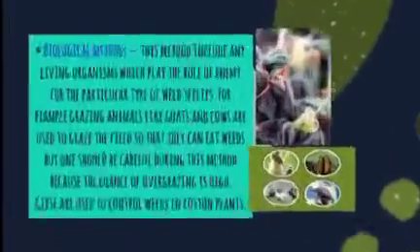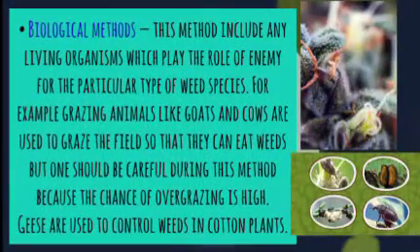2. Biological methods. This method includes any living organisms which play the role of enemy for the particular type of weed species. For example, grazing animals like goats and cows are used to graze the field so that they can eat weeds, but one should be very careful during this method because the chance of overgrazing is high. Geese are used to control weeds in cotton plants.